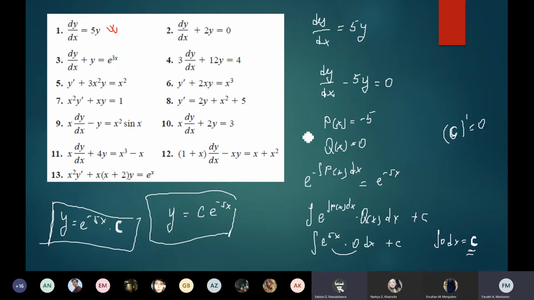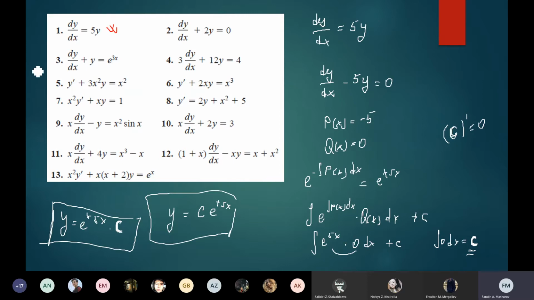Here we have the sign, guys. Since here we have minus 5x, here it should be plus 5x. Yes, correct, plus 5x, because I forgot this minus sign, and the minus will become plus. So here it will be c e to the power 5x. Any questions? Okay, this one is one of the easy exercises.